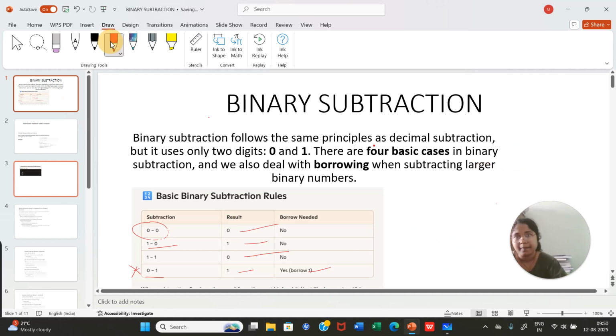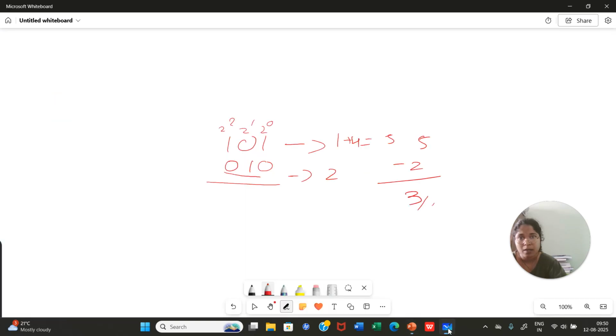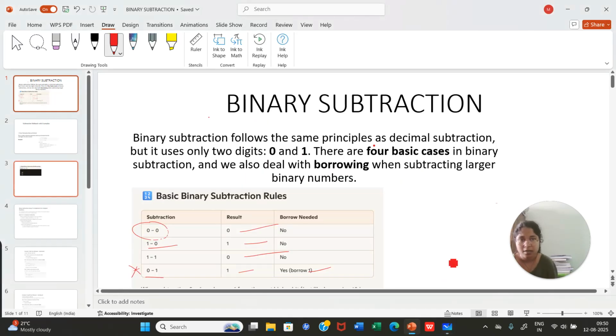What is the number we took there? 101 and 010. The decimal value of the first is 5. The decimal value of this binary number is 2. So we are going to do the subtraction.